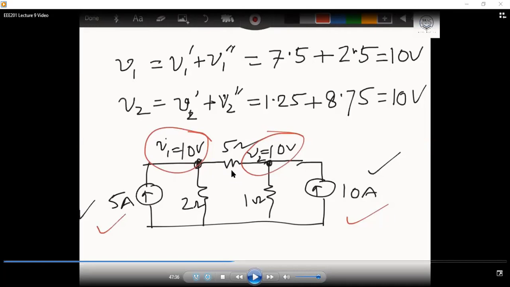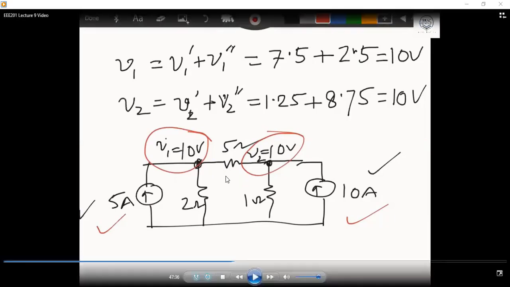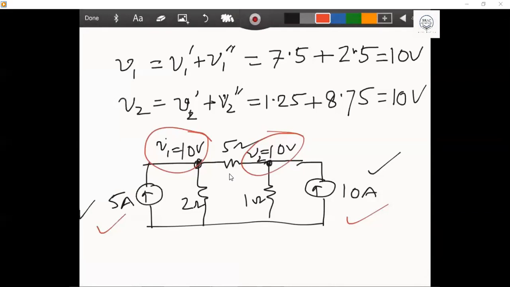Excellent. What will be the value? So the value will be 1.25, sir. You said V1 minus V2 divided by 5, right? No, sir, V2 minus V1. Okay, V2 minus V1 divided by 5. Now, what is V2? What is V1? And divided by 5. What is the answer? Put the value. Sir, V2 is 8.75.